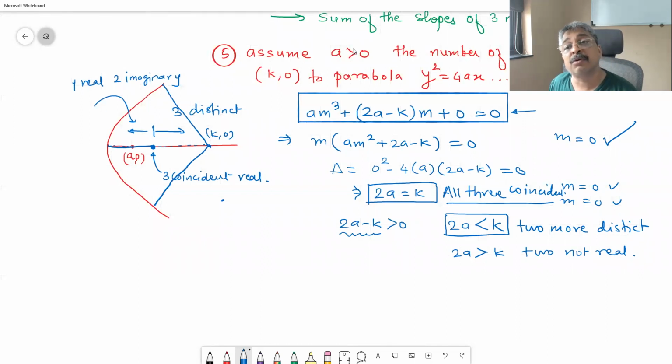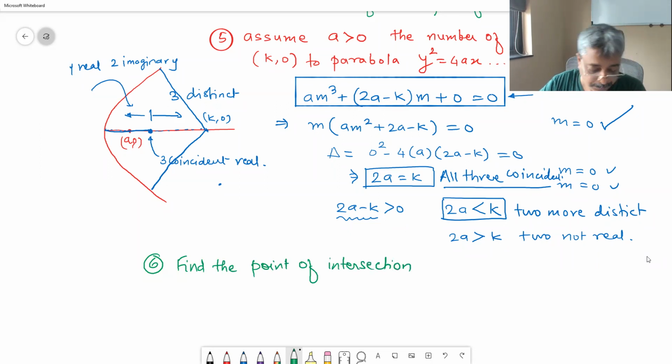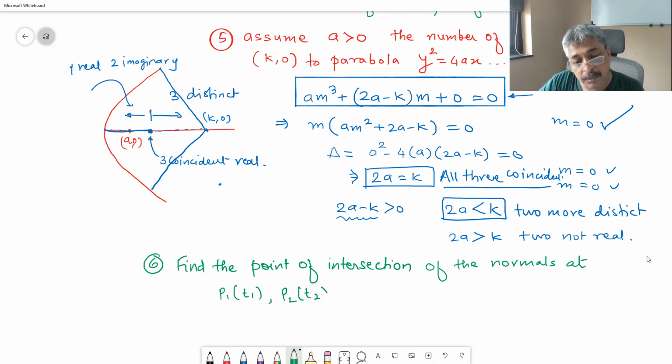Questions? Any questions? Doubt? Find the point of intersection of the normals at P1, T1, P2, T2.